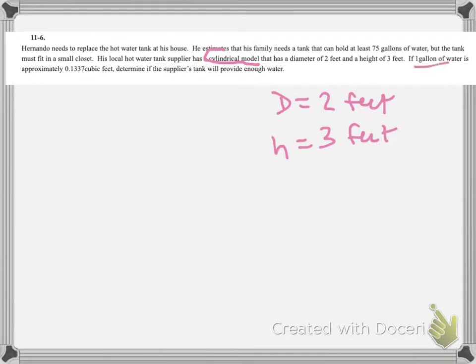If 1 gallon of water is approximately 0.1337 cubic feet, determine if the supplier's tank will provide enough water. We need it to be 75 gallons of water. So let's find the volume of the tank.